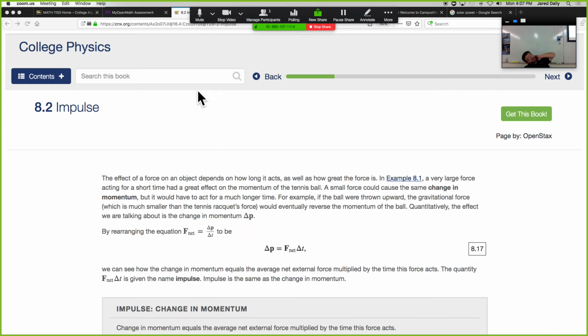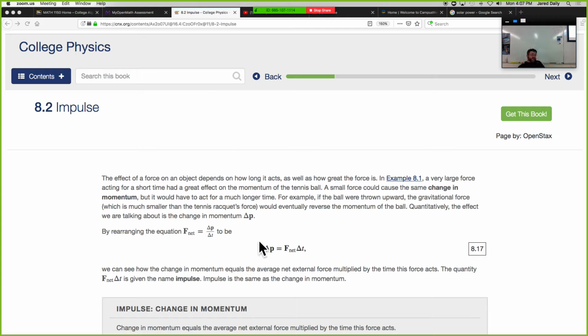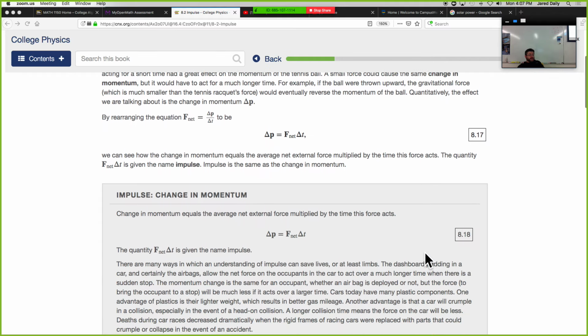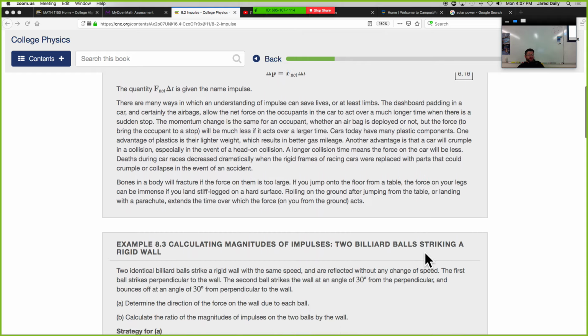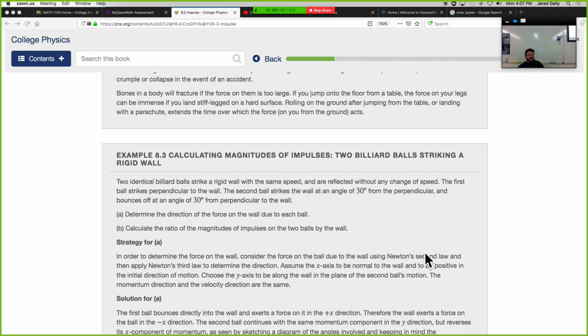Okay, so that's impulse. Again, impulse is a vector equation. This cares about direction. So let's do a very simple example, right? They're not doing the one that I want to do. Let's do a simple example.